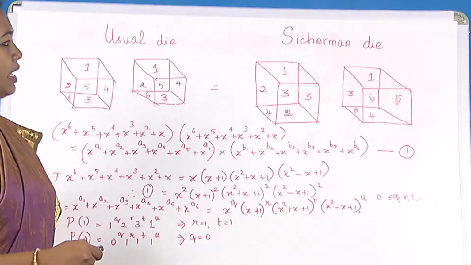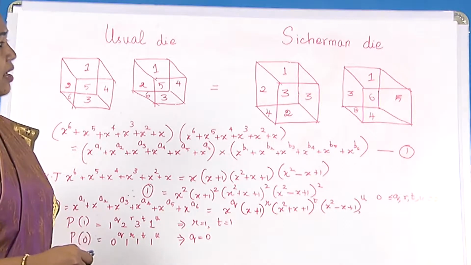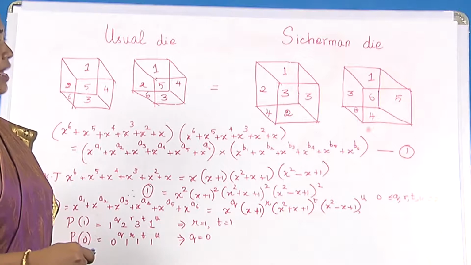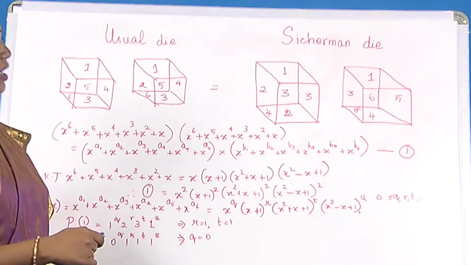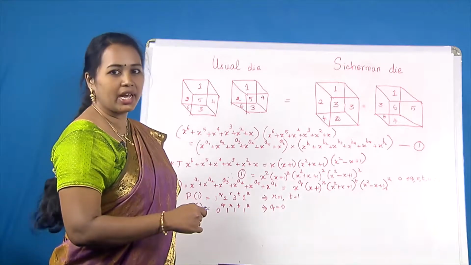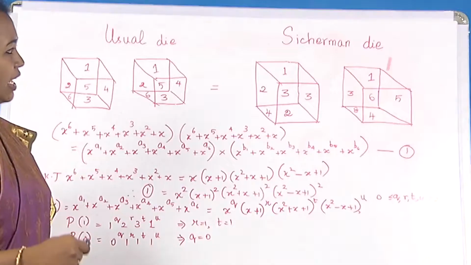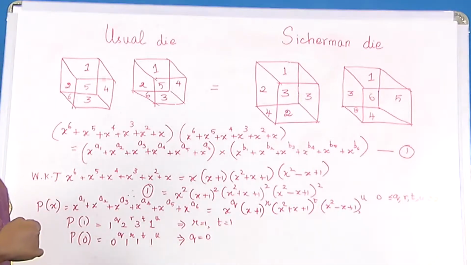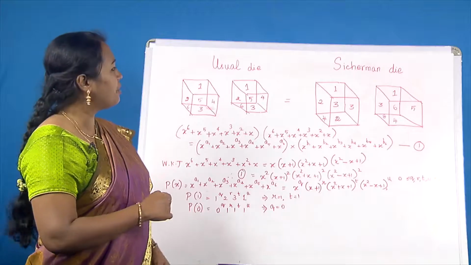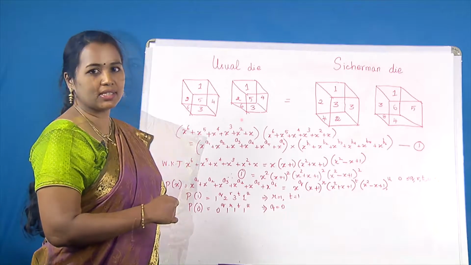The other die will be 1, 3, 6, 5, 4 and 8. So, this is a Sicherman die. If you roll these 2 dice together, it is going to yield the same values as what you will get when you roll a usual die twice, or maybe 2 different usual dice.